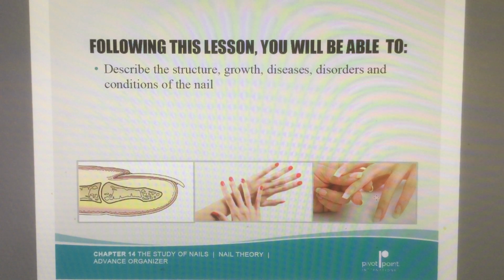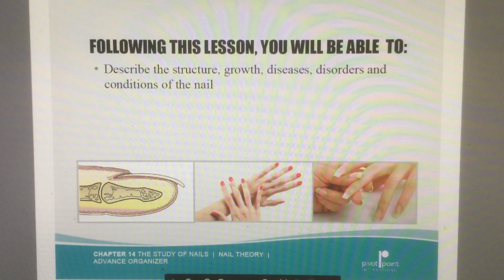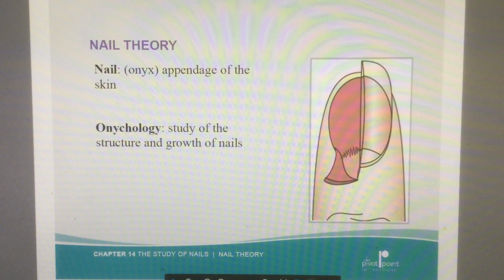And it's really important that you understand that when you are looking at an abnormal nail, something that has departed from its normal state of health, you are able to identify whether it's a disease, a disorder, or a condition, because there are distinguishable differences in all three. So we will be discussing those as well. At the end of today's lesson, hopefully that's what you're going to be able to identify.